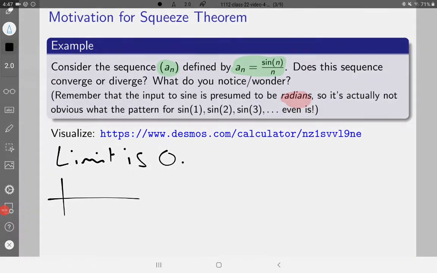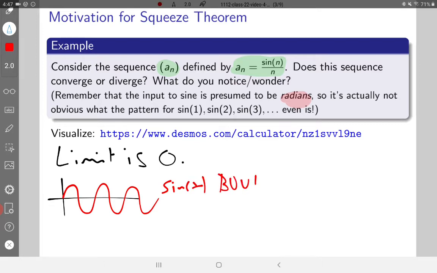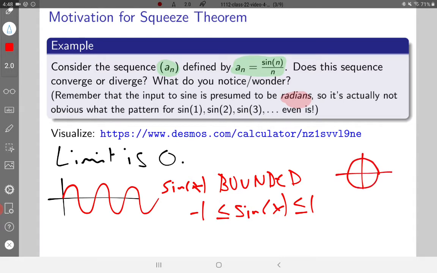Think about what the sine of x function itself does. Here's the sine function. It itself is bounded between -1 and +1. We know that it doesn't matter what you input for x, sine of x is never going to output something bigger than 1 or smaller than -1. By the way, you should know how that's related to the unit circle. This point up at the top has y-coordinate 1, and this one at the bottom has y-coordinate -1.